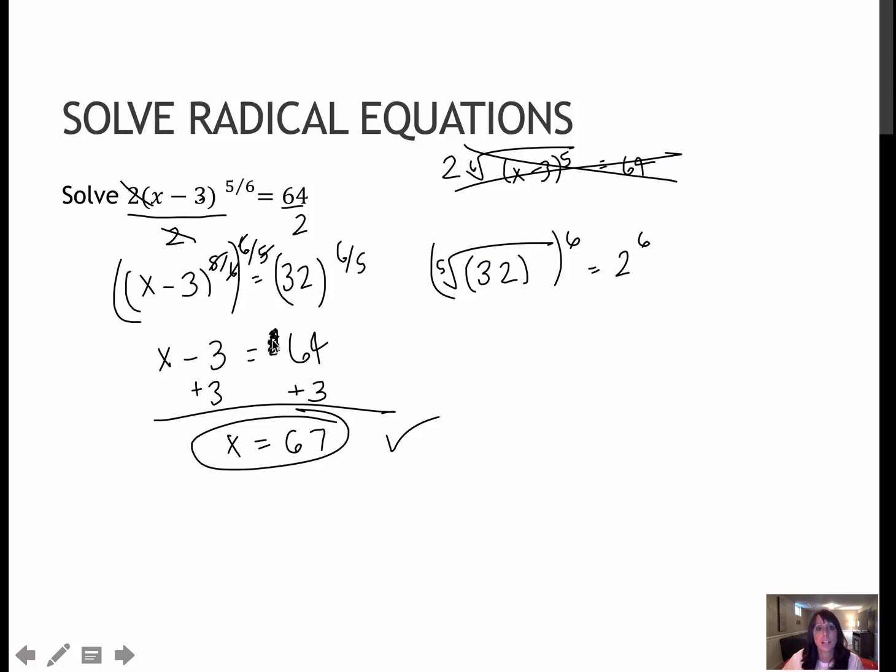Remember this one, I started to write plus or minus, that was completely my fault. Remember, when you are taking an odd index, it's just the positive. When you're doing an even index, you would do the plus or minus.